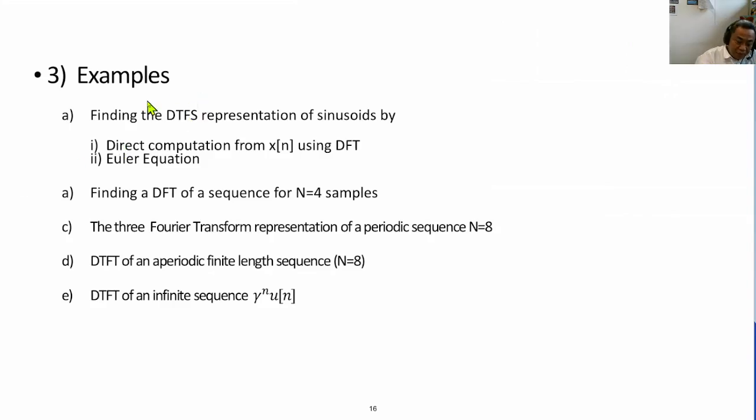In this slide, we'll do some examples of DTFS. In the first example, we want to find a DTFS of a sinusoid given by some cosine. We'll use two methods. One is Euler's equation and the other one is the direct computation of xn using DFT.